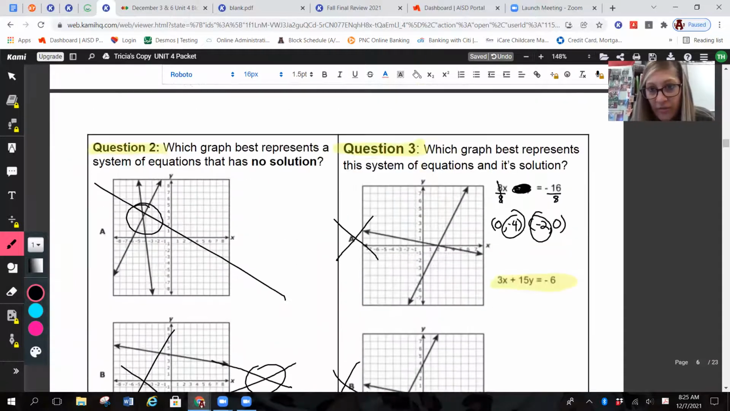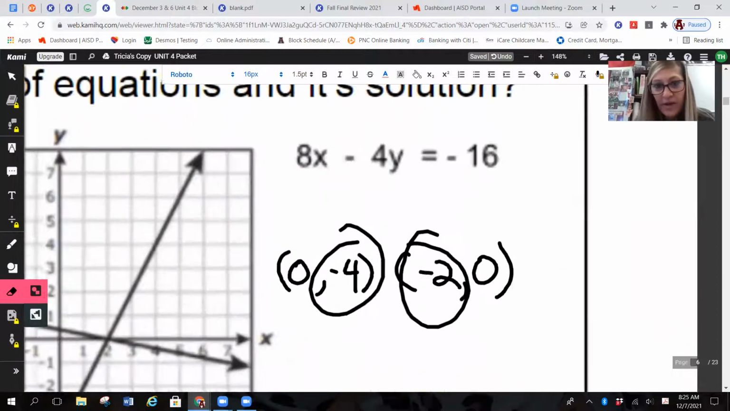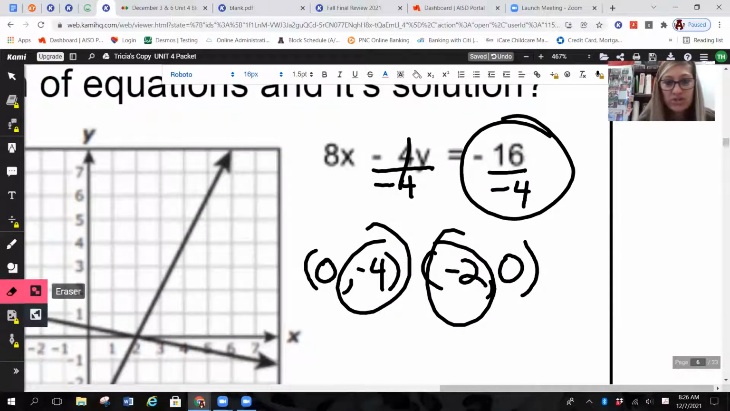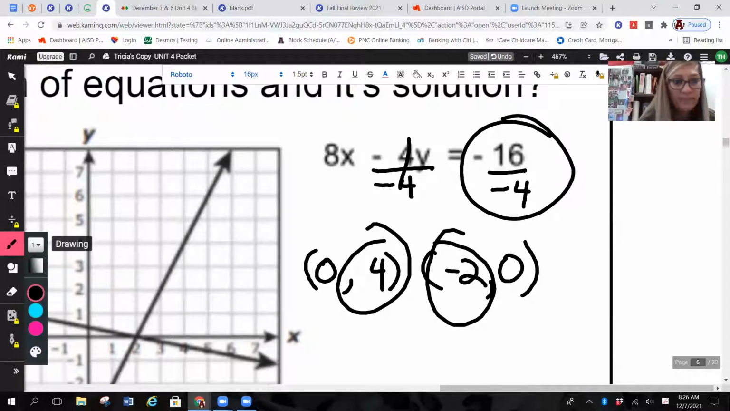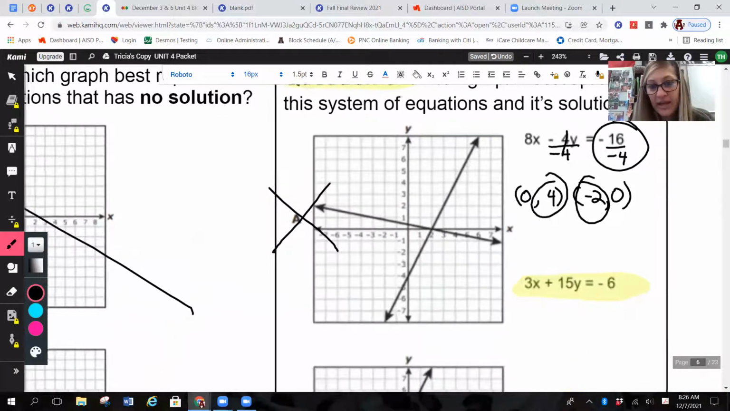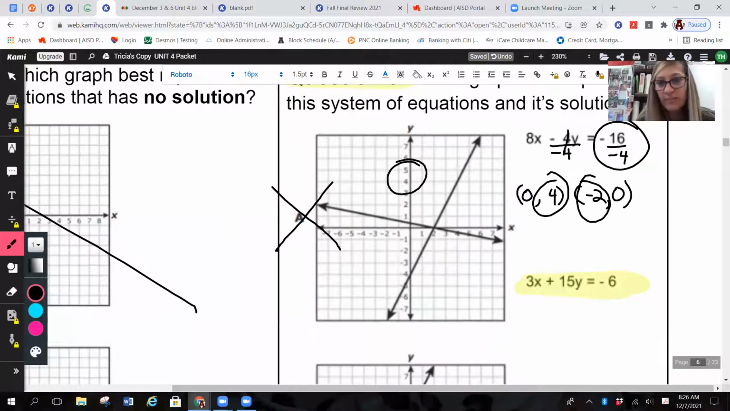Did I make a math mistake? Dang it, I did make a math mistake. I made a math mistake initially. That's a +4 because it's 2 negatives. Okie dokie. Now let's go back through. I need a +4 y-intercept and a -2. Okay, so nothing's on +4.